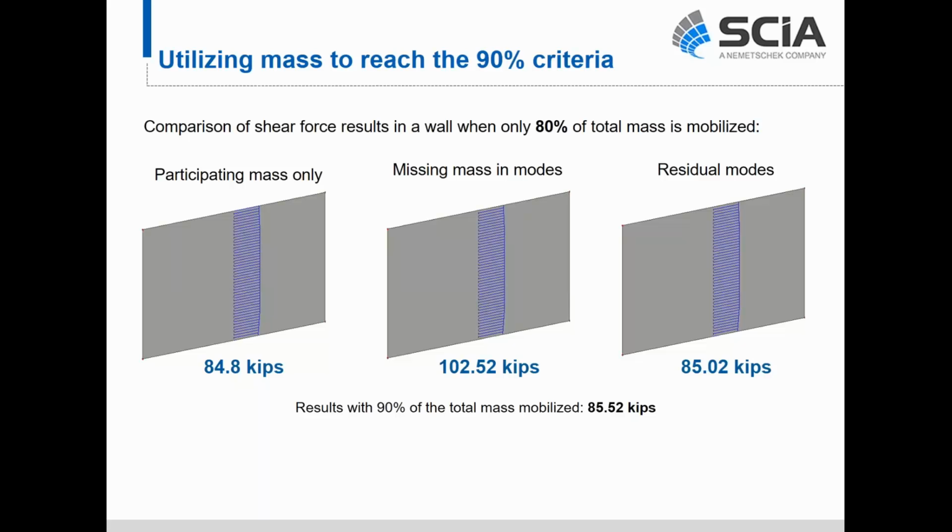And so we see that the result for 90% of the total mass mobilized was about 85.5 kips. We can see that both the participating mass and the residual mode give us a pretty good result, getting pretty close to that 90% mass participation, whereas the missing mass modes really increase it probably above and beyond where we'd like to go.